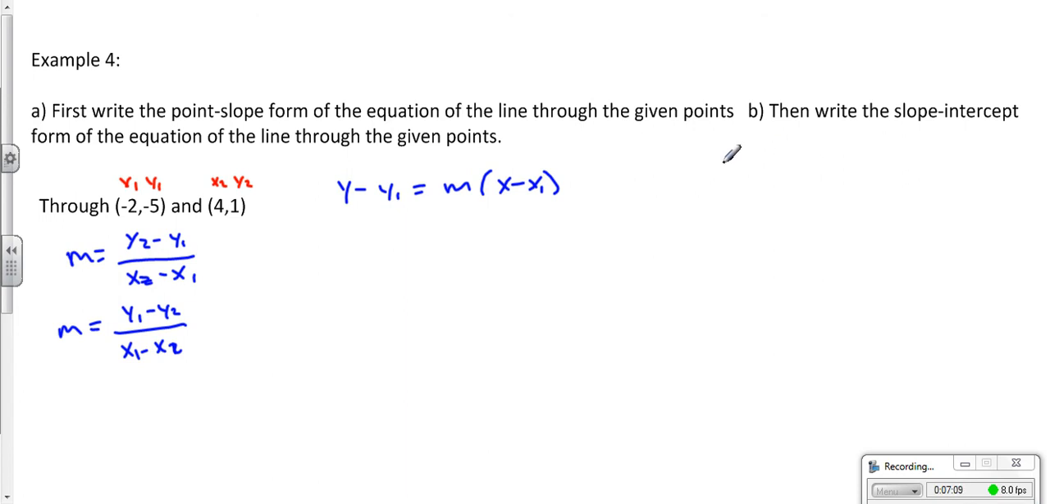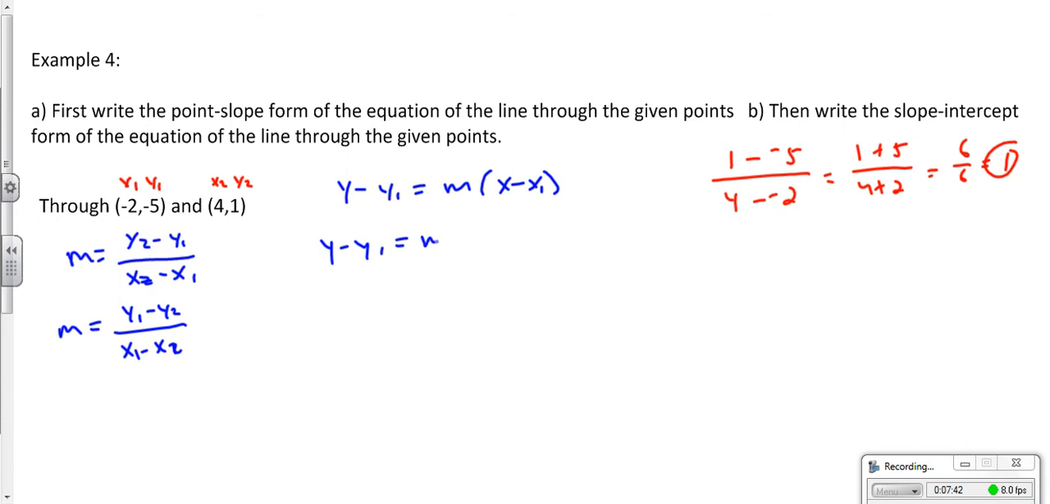I'll stick to the official formula, and that is y2 minus y1. So y2 is 1 minus y1, which is -5. So it's y minus a negative. x2 minus x1. So we have 4 minus -2, which is 1 plus 5 over 4 plus 2, which is 6 over 6, which is 1. That's our slope. So we now have y minus y1 equals m. Y minus y1 equals 1 for m, which you don't really have to write.